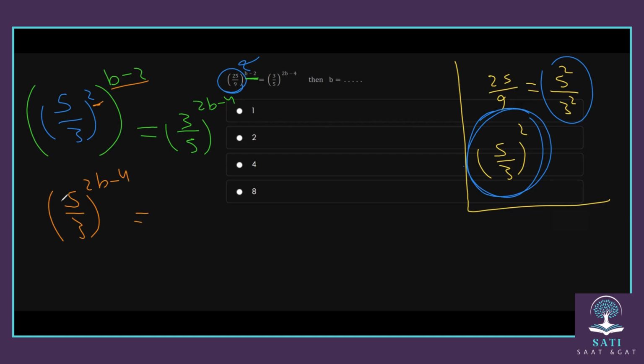And now on the right side, you have 2b minus 4. Okay, I'm going to write it here: 3 over 5 power 2b minus 4. Okay, good. But now I'm going to give you a question. Here, the bases are different. Look, the bases are different. But the powers are the same.